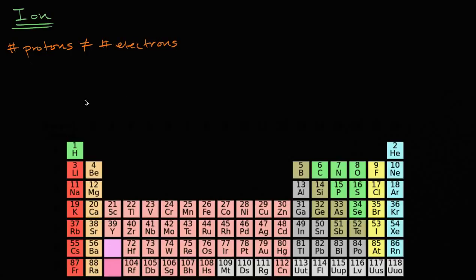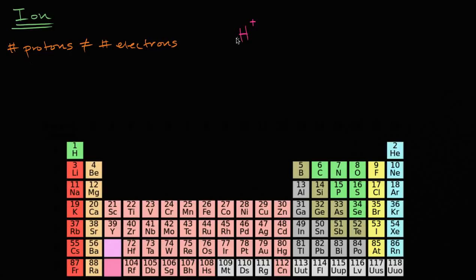And you can have positive ions if the protons are more than the number of electrons. Protons are positive, electrons are negative. And you can have negative ions if the number of electrons is greater than the number of protons. For example, hydrogen in its neutral state has one proton and one electron. But if you were to take that electron away, then hydrogen would have a positive charge, and in its most common isotope, it would just be a proton by itself.